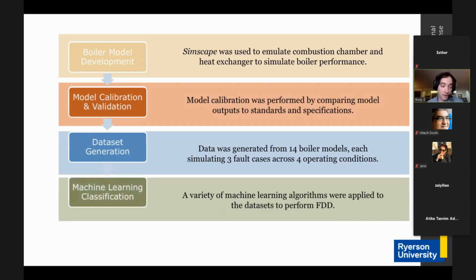At the end of that, we took the data set, we tailored it, and we applied machine learning algorithms in order to perform classification. And that machine learning algorithm was the core of our fault detection.